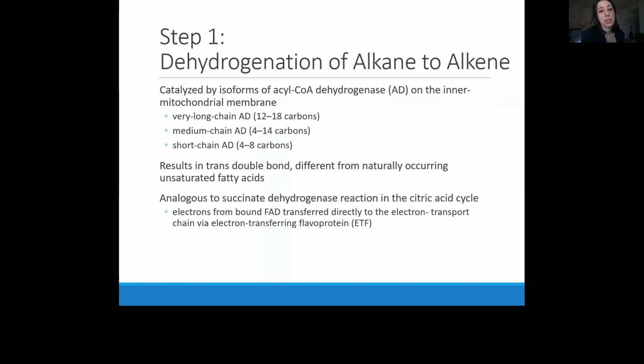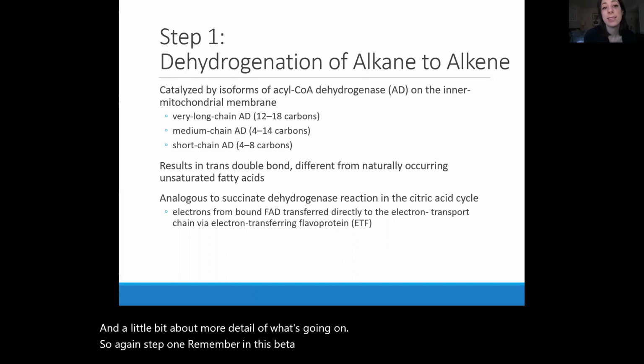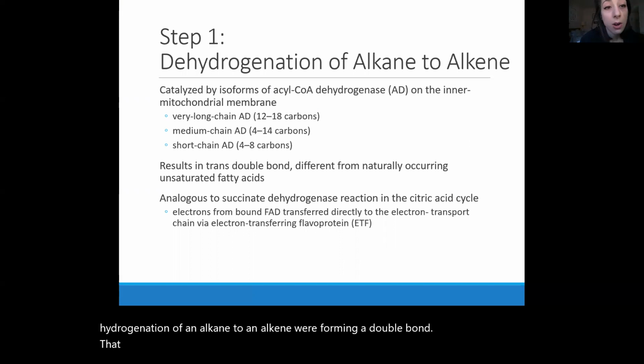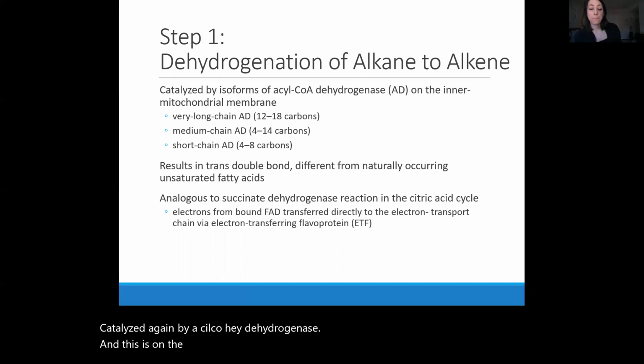So let's talk about each of those steps, the enzymes involved, and a little bit more detail of what's going on. So again, step 1 in this beta oxidation process is the dehydrogenation of an alkane to an alkene. We're forming a double bond on the beta carbon, catalyzed again by acyl-CoA dehydrogenase, and this is on the inner mitochondrial membrane.